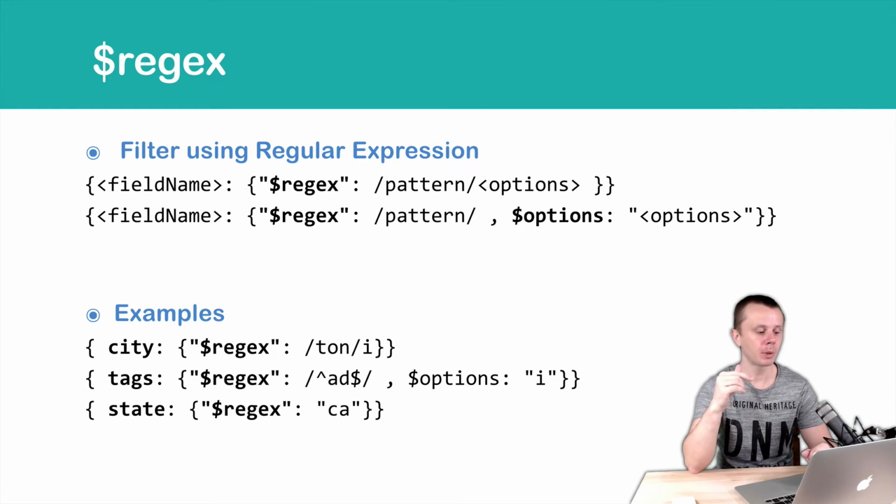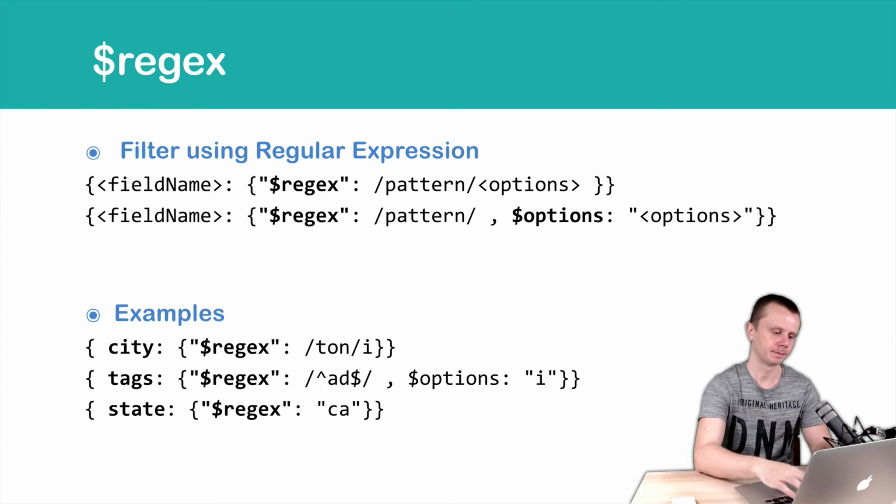And in the last example, we are looking for state, whose value includes somewhere two letters, ca. And this regex is case sensitive. In this course, we will not dive deeper into regular expressions, because it is a large separate topic. Let's look at some examples.